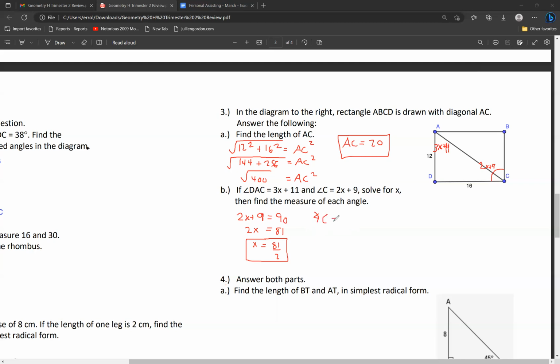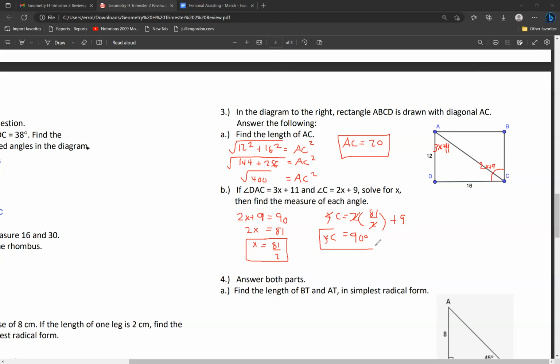So angle C equals 2 times, well, actually, we already know angle C. It's 90, right? Angle C equals 2 times 81 over 2 plus 9. So the 2's will cancel right here. So what's 81 plus 9? We already know that's 90 degrees, right? Yeah. So angle C equals 90 degrees.